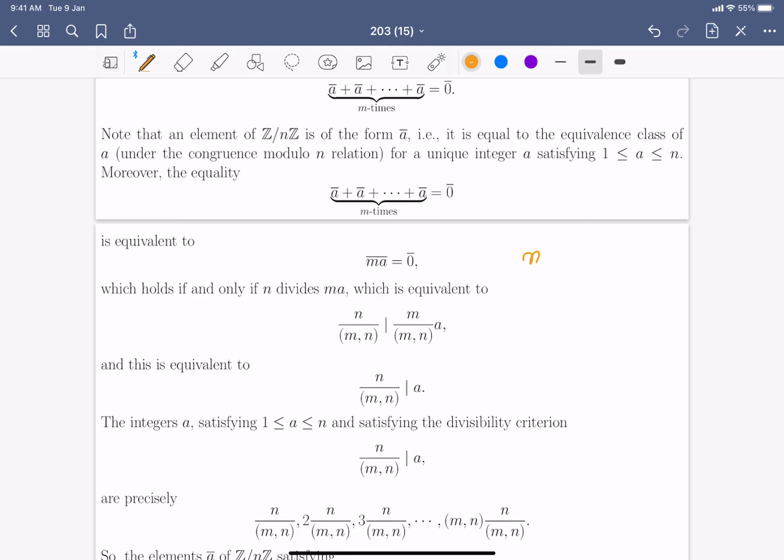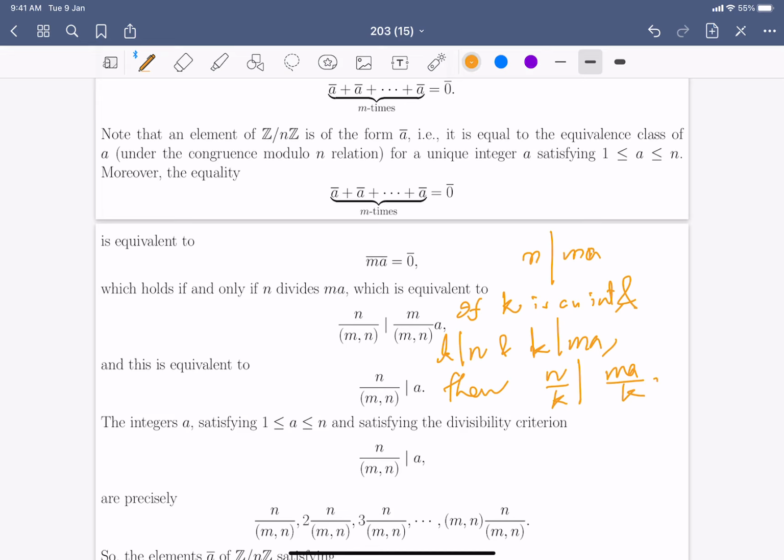Let me elaborate a bit. So we have n dividing ma, and if k is an integer and k divides both sides, then of course n over k divides ma over k, right? This is just a one-line verification, because one integer divides another if their ratio is an integer. If you just consider this over this inside the rational numbers, then this is an integer.